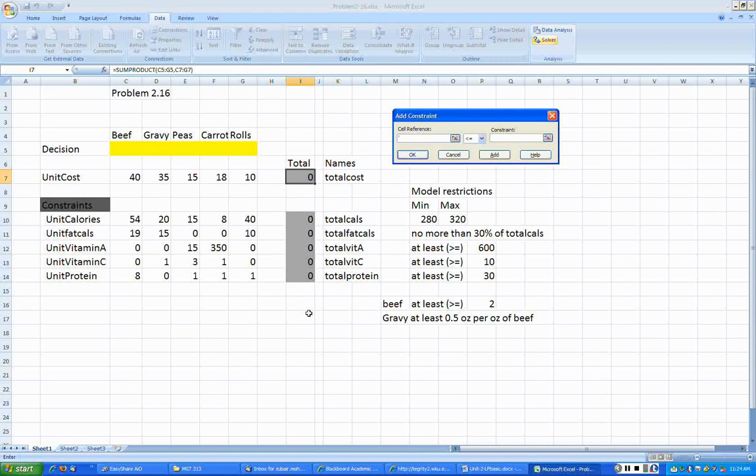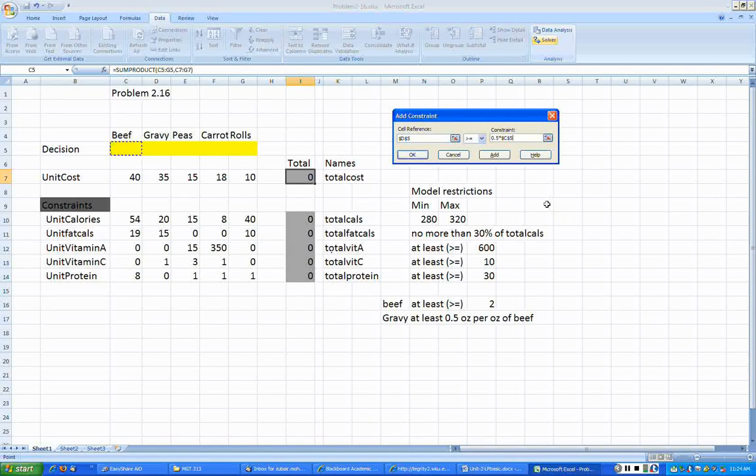At least half an ounce of gravy. So this is the amount of gravy. That's where it is. Should be at least, that is greater than or equal to half an ounce. Okay. It should be at least half an ounce of gravy per ounce of beef. So 0.5 times the amount of beef is that cell.